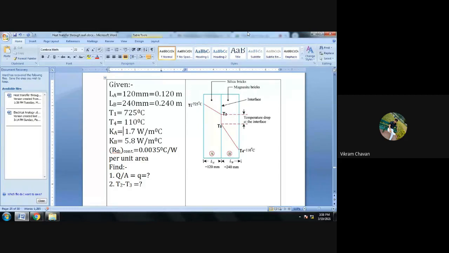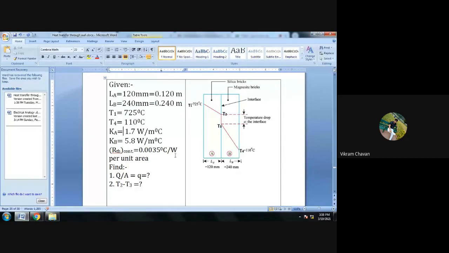And what we have to find out? Heat transfer rate per unit area, or heat loss per unit area. That is Q divided by A, which is nothing but heat flux, equal to small q. That we have to find out first.